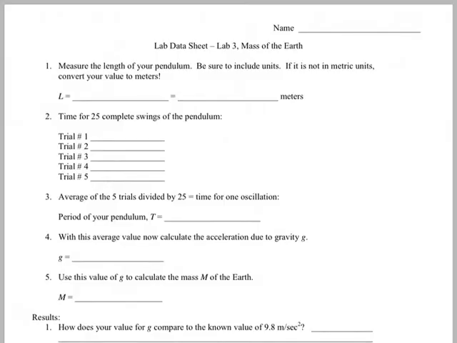So again, as I showed in the example for my pendulum, I recorded 74 inches. Or in my case, I had 188 centimeters. We need to convert that to meters. So for me, it is 1.88 meters. Please don't just copy my values. I want you to make your own pendulum and record your own values.